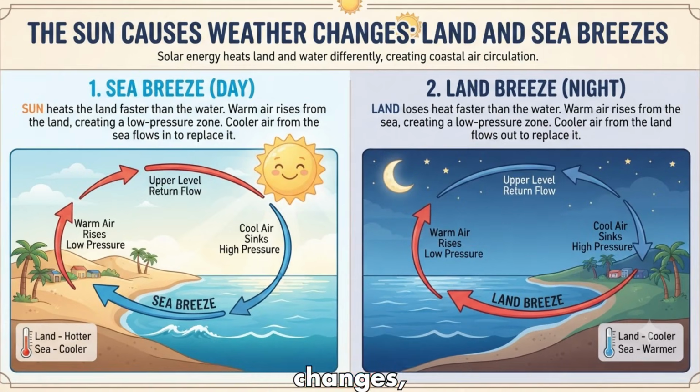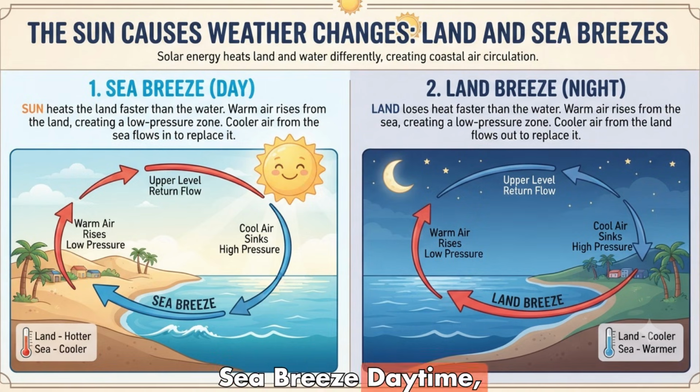The sun causes weather changes, land and sea breezes. The sun is the primary driver of weather patterns, as it heats the Earth's surface unevenly. Because land and water absorb and release heat at different rates, this leads to the creation of coastal air circulation known as land and sea breezes.